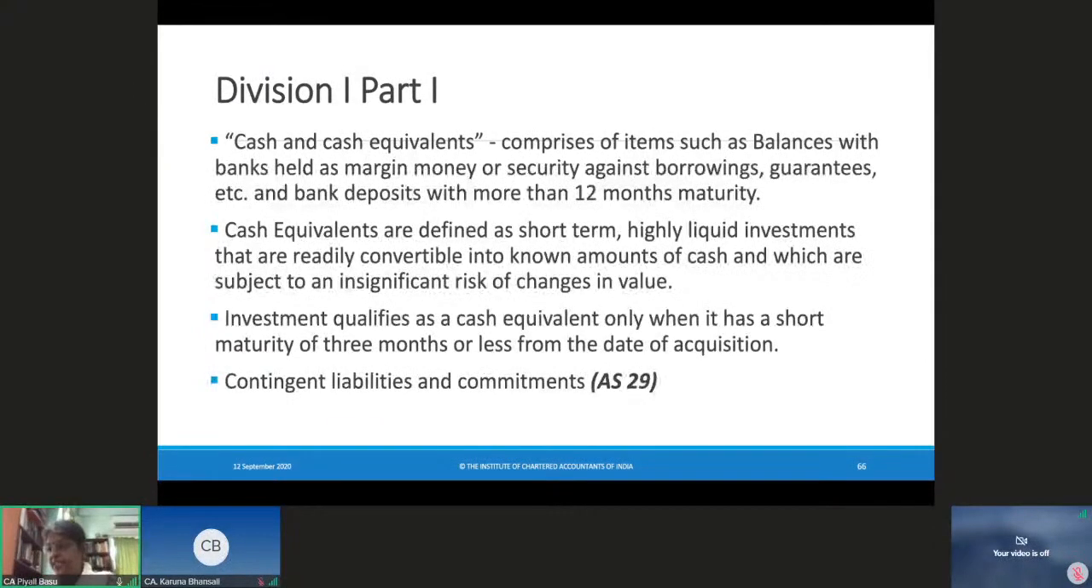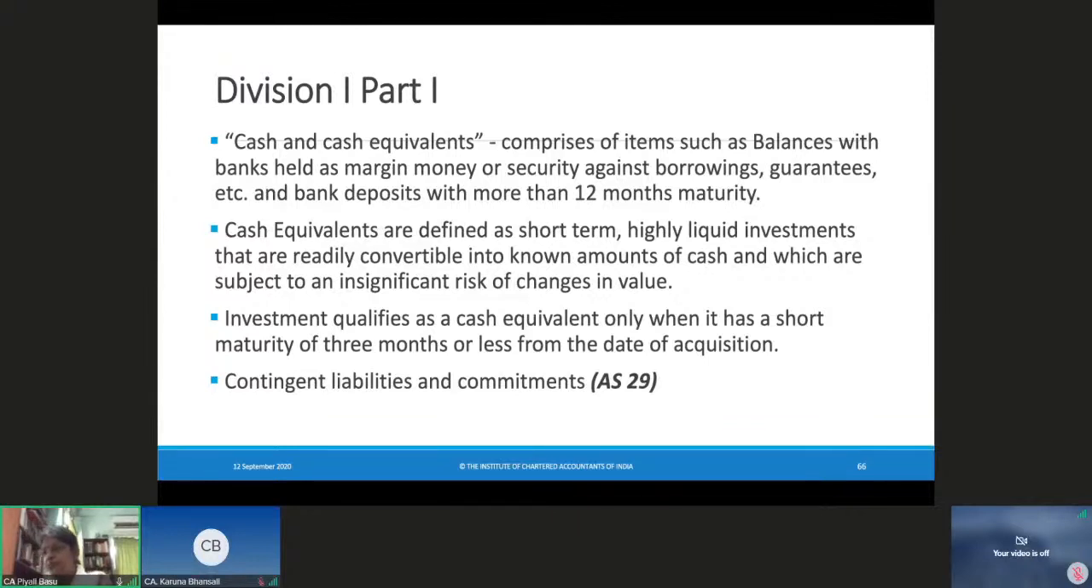Then comes the current liabilities. Shareholders' funds and long-term borrowings are done. Now coming to the current liabilities. What are the current liabilities? The short-term borrowings. Short-term borrowings could be the cash credit and things like that, which are payable within 12 months after the balance sheet date.